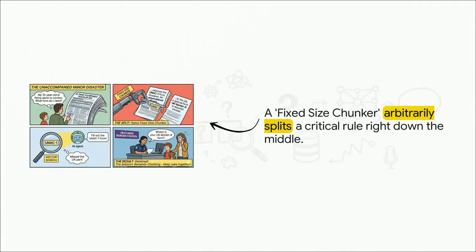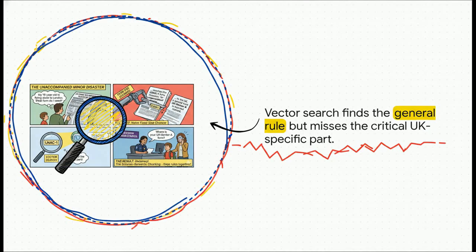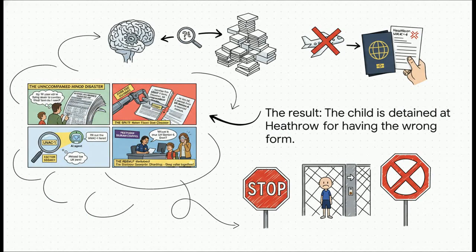Now let's look under the hood at the engineering failure. SkyStream is using what we call a naive, fixed-size chunker. All it does is chop the document up every 500 characters, no matter what the text actually says. And this clumsy, mechanical process takes the most important rule about kids flying alone and, you guessed it, splits it right in half. So the first chunk says you need the standard UNAC-1 form, but the second chunk, which is now floating off on its own, has this huge exception: for flights to the UK, you need a special UK Border A form. The AI search finds that first chunk, it's a great match for flying alone, but it completely misses the second, UK-specific chunk.